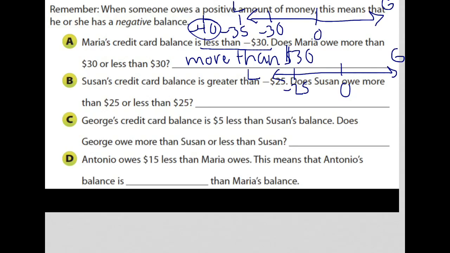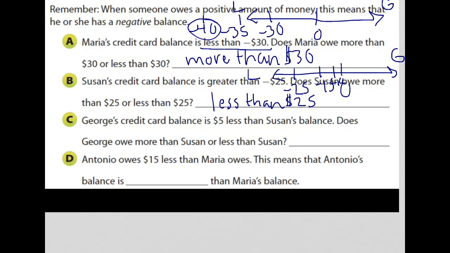It says that her credit card balance is greater than negative 25. So it could be something like negative 15, something like negative 10. We just know that it's greater than that. So because her balance is greater than negative 25, she will owe less than $25. She owes less money because her balance is greater than negative 25, which means that she actually has less to pay.